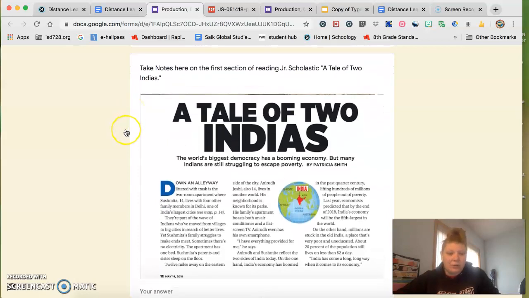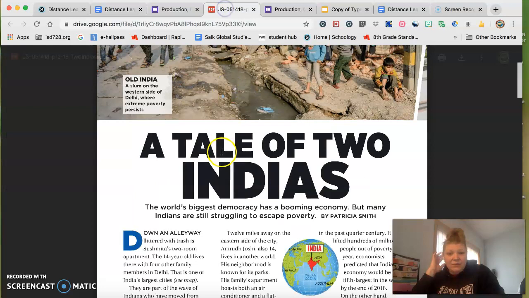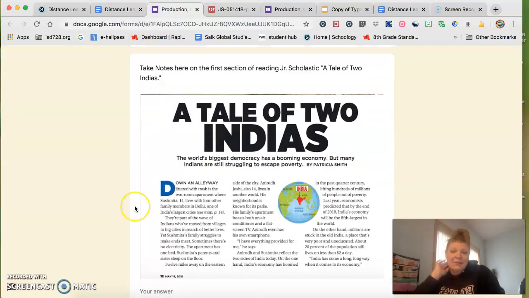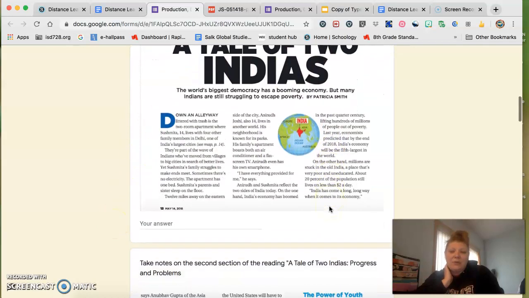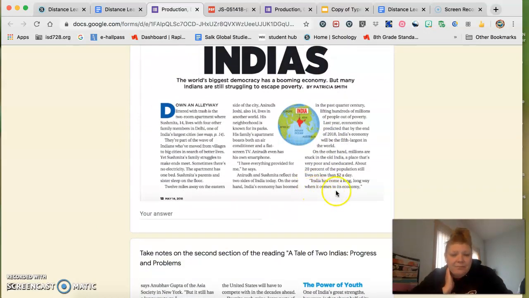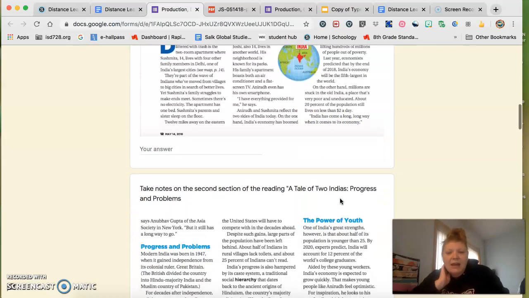Try to take several notes per section of the reading, especially those longer sections. Even if you can't access the full document, I have spliced the document together here into bits and pieces with your note taking. The first section of notes will be on this first page, but notice that it kind of ends here. It says, has come a long way when it comes to its economy. And then that continues down over here by who said it, someone from this society in New York.